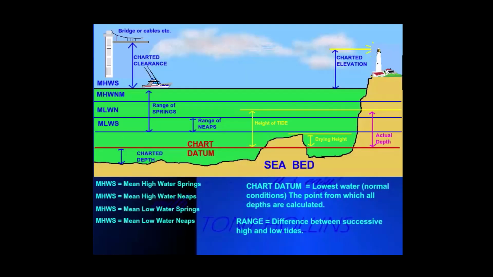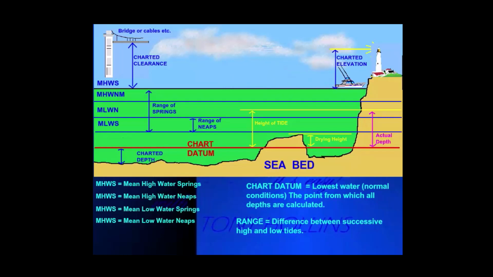So, as you can see, the actual depth is the charted depth below chart datum added to the height of the tide. Depths are given as fathoms or meters below chart datum. Heights are given as feet or meters above MHWS, so you know that the clearance given is the minimum available.